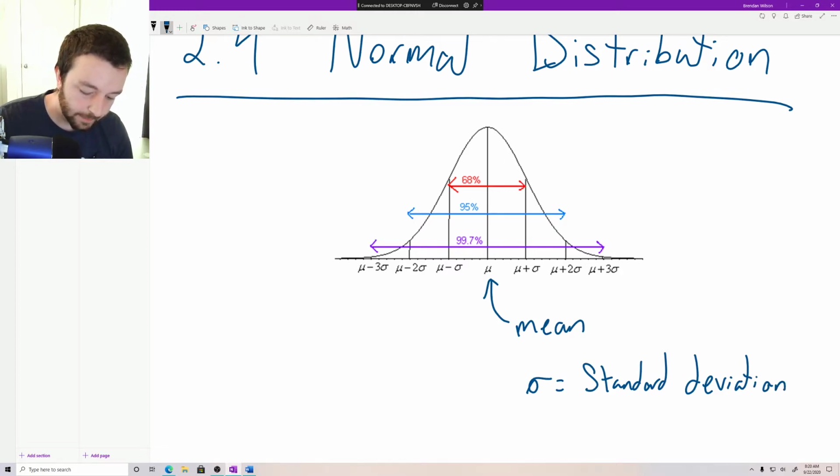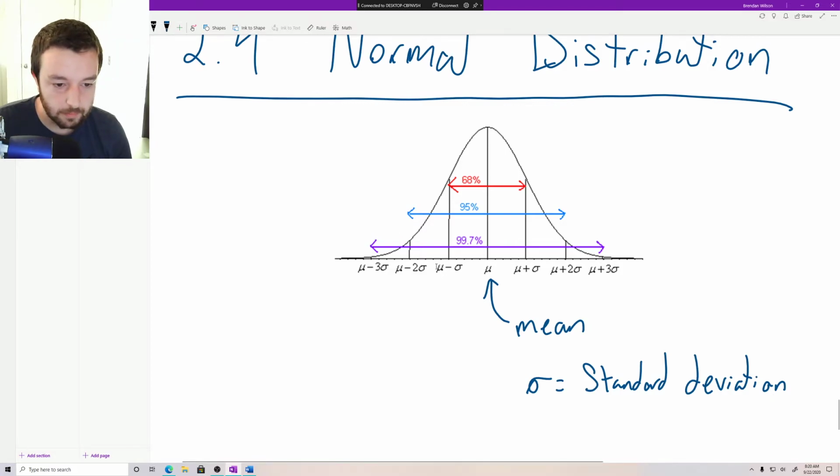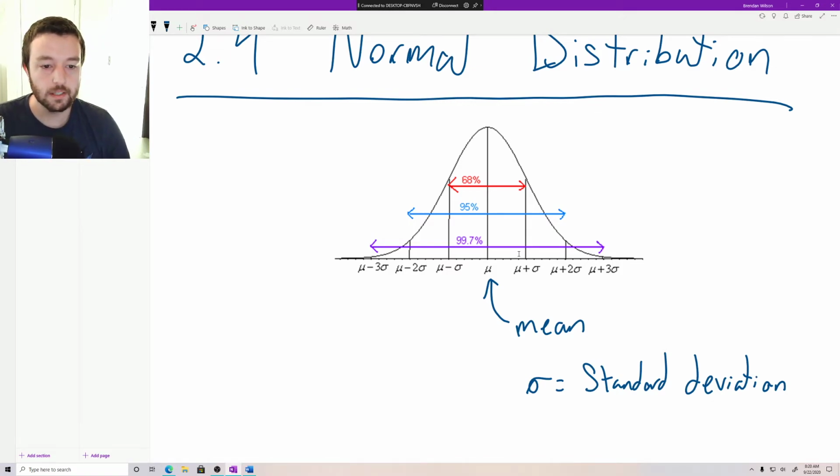Okay. So this part right here, from sigma minus, or the mean minus the standard deviation, to the mean plus the standard deviation, this is what we call one standard deviation away. And what we see is that 68% of the data in normally distributed things are within one standard deviation from the mean. That's a lot of the data, right? That means most of it is pretty close to the mean.